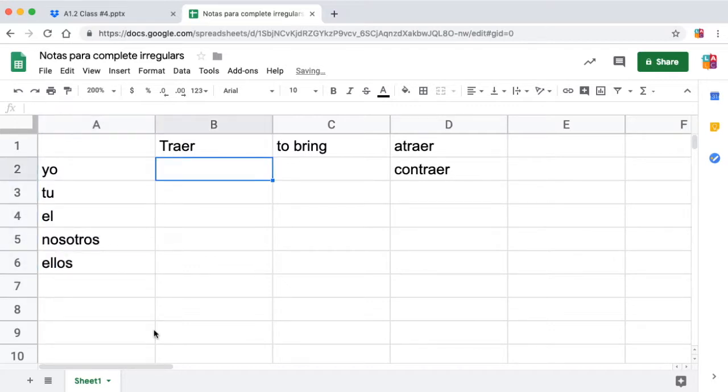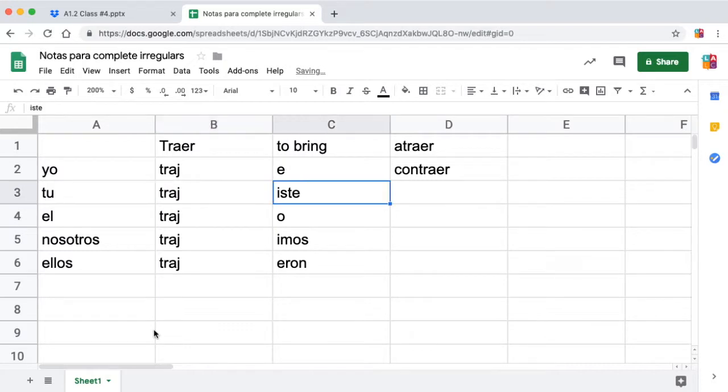Entonces, let me see, I'm simplifying this. So yo traje, you switch that. The ending doesn't change, it's imos. Yo traje, tú trajiste, él trajo, nosotros trajimos. Everything that goes with J, you're going to have to put eron, not yeron, eron here. So it happens with this one too. Focus on this one. It means I brought, you brought, she brought, we brought.